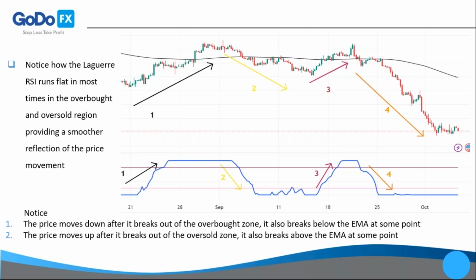So we have illustrated 4 trends, 1, 2, 3, and 4, each with different colors for a better visibility. In trend 1, you see the Laguerre RSI bouncing up from the oversold region and heading directly to the overbought. On the chart, you see the price moving up. Same way, the second trend, the price bounced from the overbought region and headed directly to the oversold. On the chart, you see the price dropping. The same thing occurred for the third trend and fourth trend.